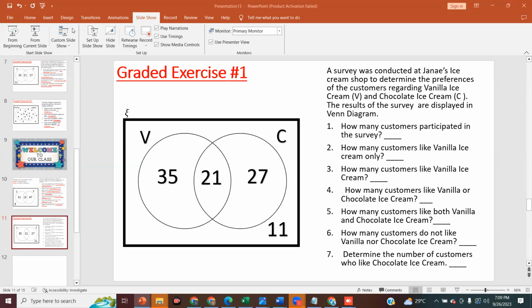Aaron, what number are you on? Aaron Claire, what number are you on? Thank you, Nathan. Again, once you finish with the work, take a picture of it and send it to me via WhatsApp.